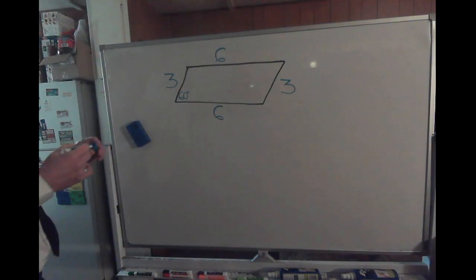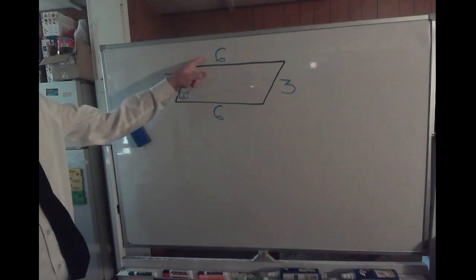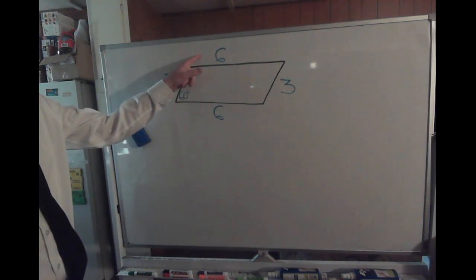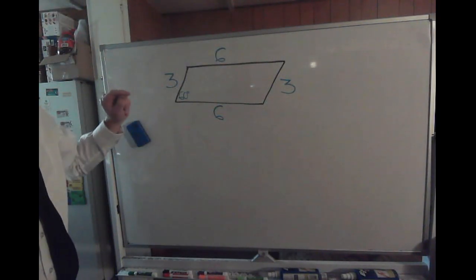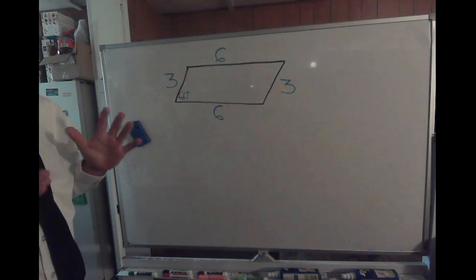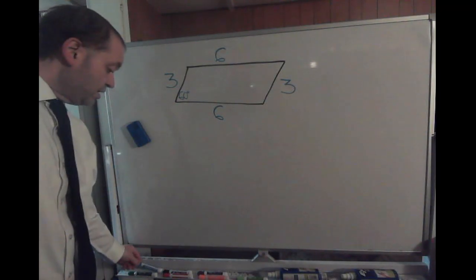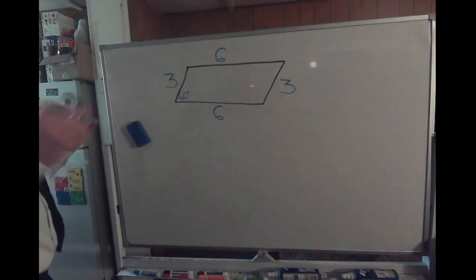All right. So here we have a parallelogram with two sides of length 6, which are your bases, and then the other sides have a length of 3. Well, we have a 60-degree angle here. We don't know the height, do we? That's okay. That's quite all right. We can get the height. How do we do that?